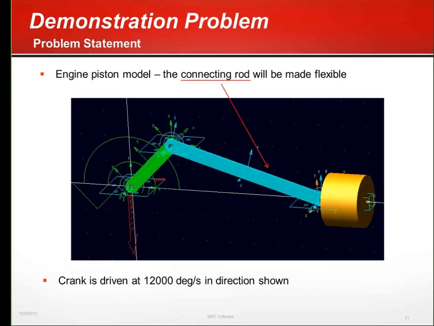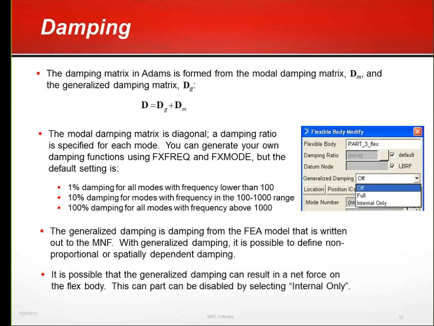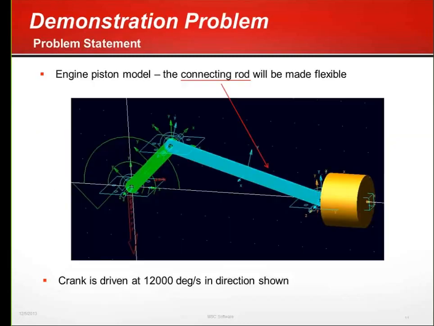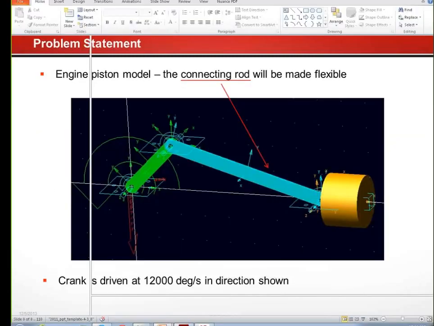Okay, so in this demonstration problem, we've got a simple 4-bar mechanism here, like modeling a single-cylinder engine, where the crankshaft's being rotated at 12,000 degrees per second, and we want to make the connecting rod here flexible and look at how much it deforms during operation. I'll talk about the damping a little bit later. Let's just go to the actual demo now.